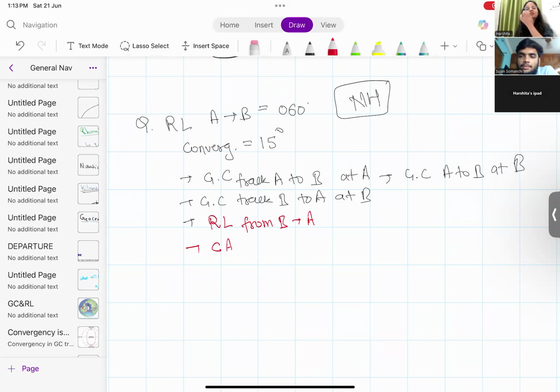The hemisphere will be given in the question. If it is not given in some cases, then they will ask you, okay, tell me in which hemisphere are you, after giving some other details. We'll go forward to those questions. Let's solve the basic ones first.